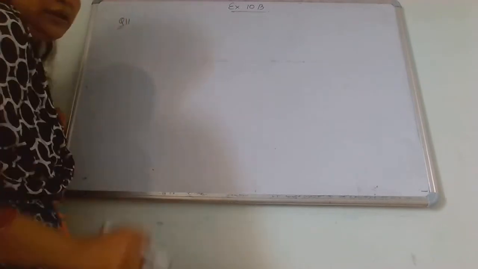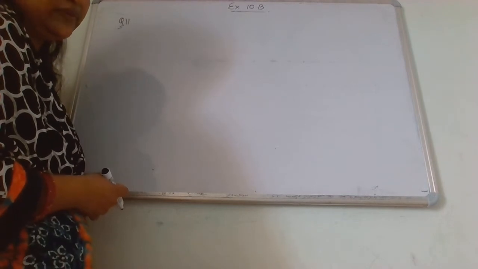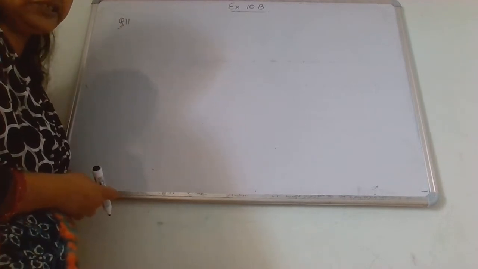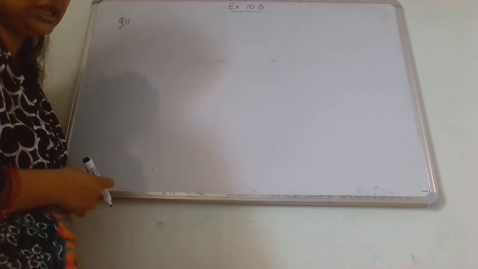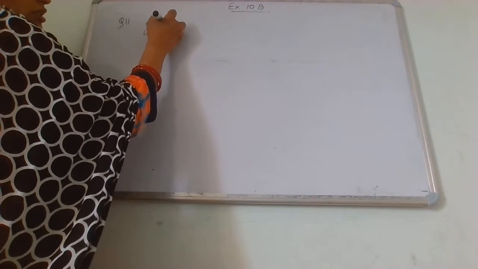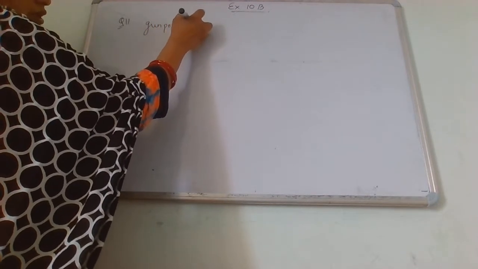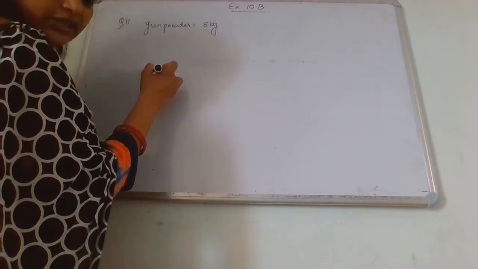Now question number 11. Question number 11 says, gunpowder contains 75% of nitre, 10% of sulfur, and the rest of it is charcoal. Find the amount of charcoal in 8 kg of gunpowder. Gunpowder is how much? Gunpowder is equal to 8 kg. What is the content of the others?